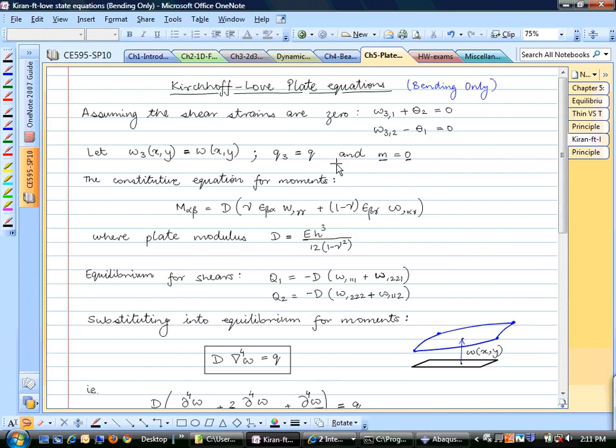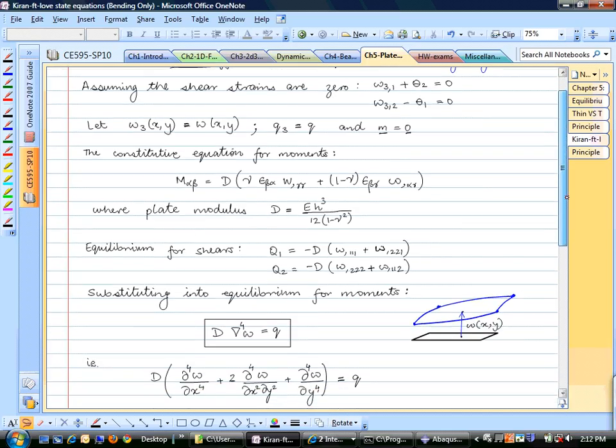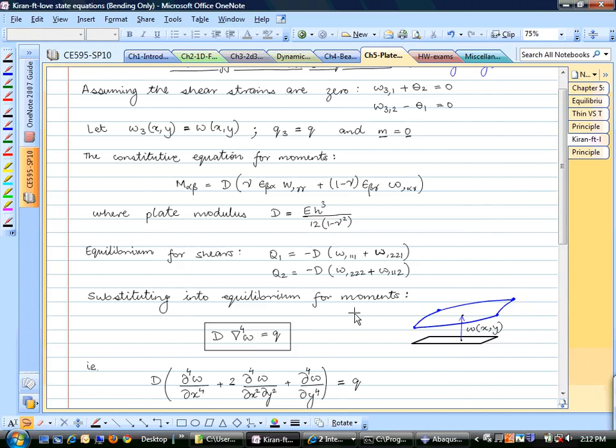So under all these assumptions, we can modify the moment curvature relationships. So once again, you can see that the moment is related to the second derivative of W. But in this case, you need to take differentiation with respect to 1 and 2 directions both. So these are moment curvature relationships for plates. And if you take all these assumptions and plug them back into equilibrium of moments, you get a very nice, simple equation that governs the behavior of plates.